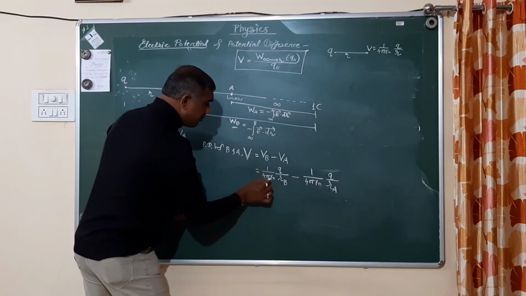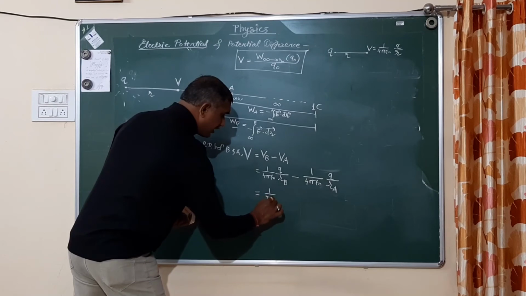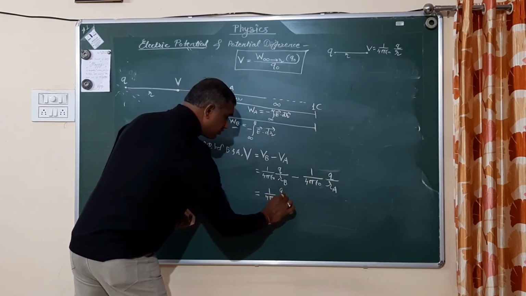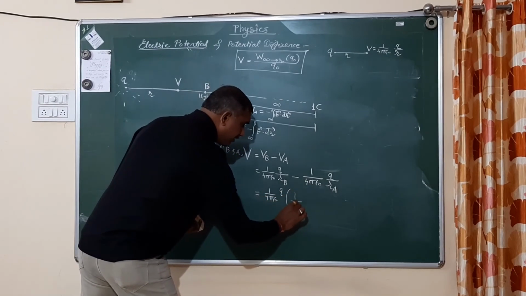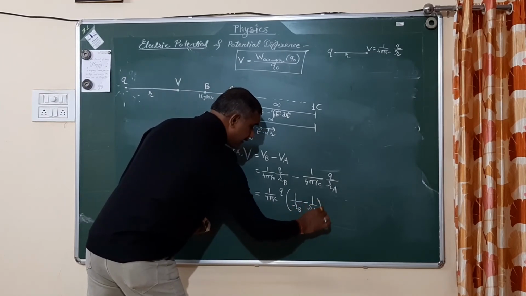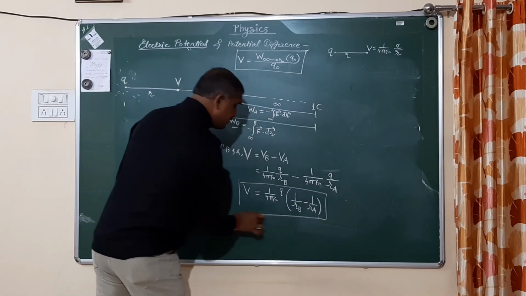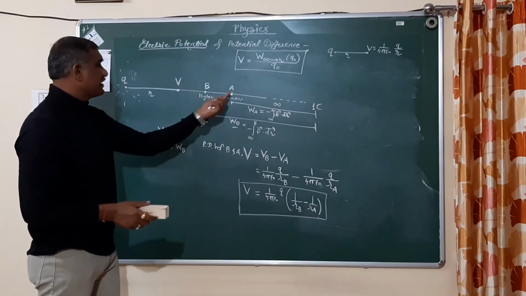If you take out common 1 upon 4 pi epsilon 0 and Q, it becomes 1 upon 4 pi epsilon 0 Q multiplied by 1 upon RB minus 1 upon RA. This way you can easily find out the potential difference between 2 points A and B.